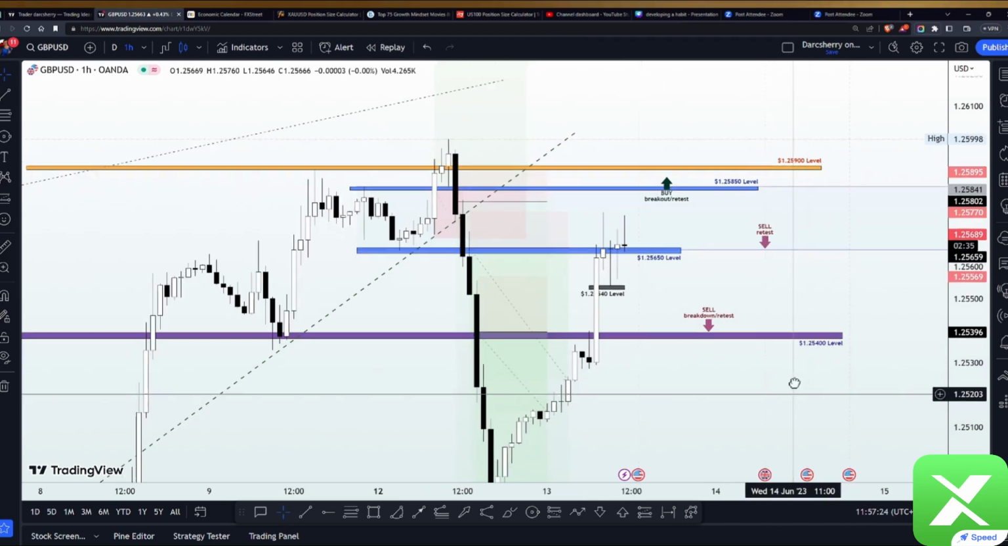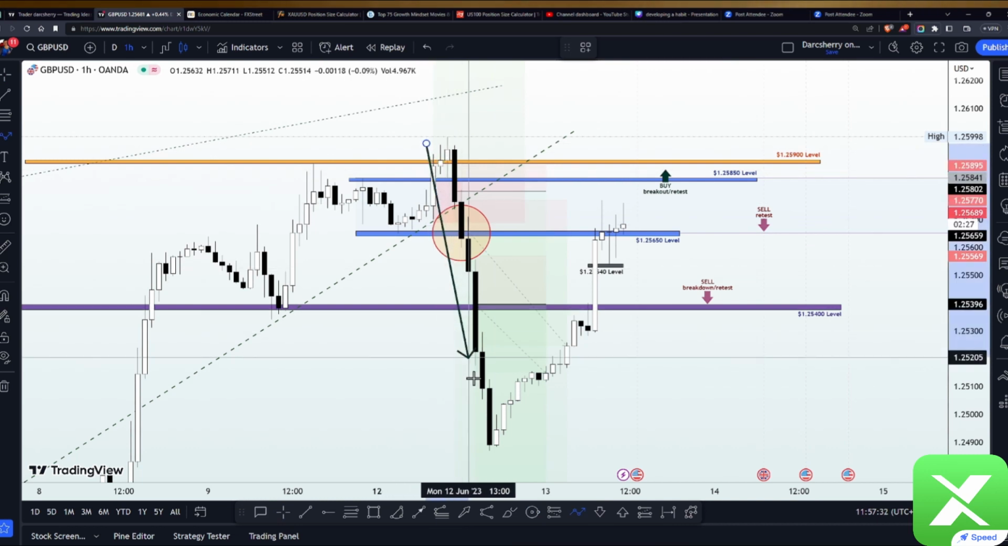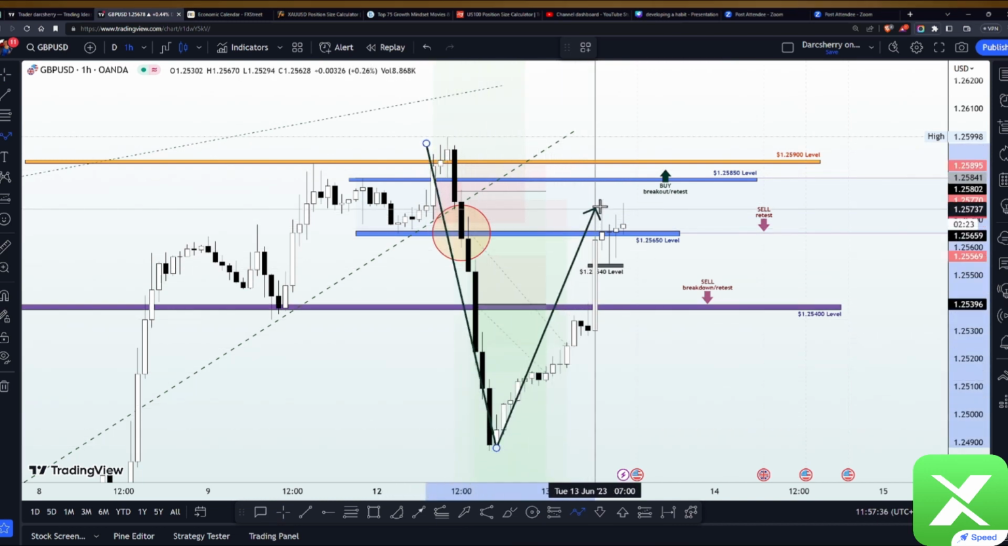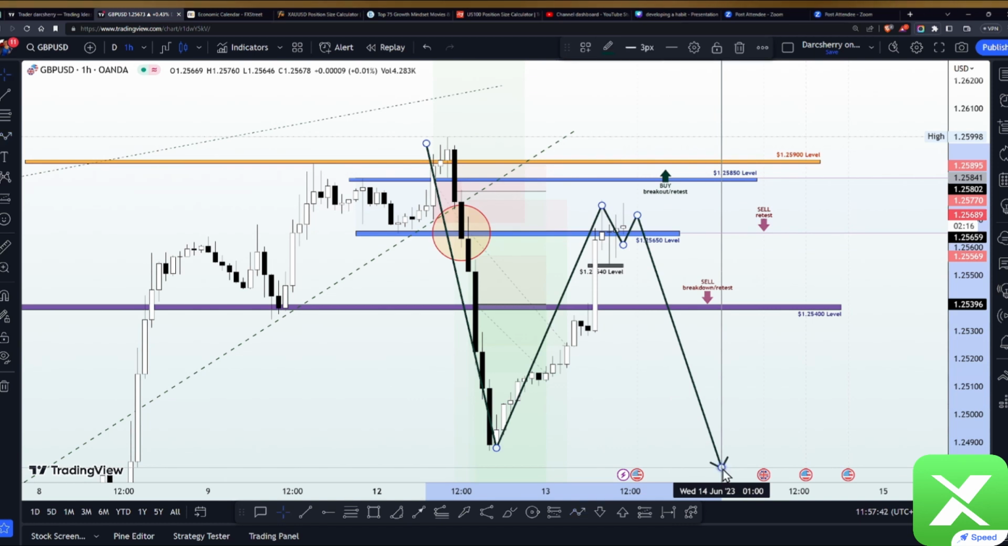Now, from a technical standpoint, when price action breaks down a key significant level like this, just like what we saw here yesterday, there is always a technical expectation that price action is likely going to come back and retest that zone to incite another wave of bearish momentum.